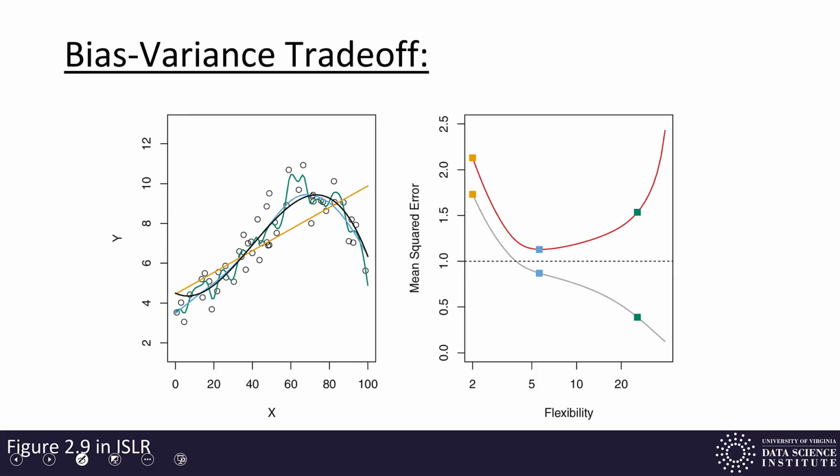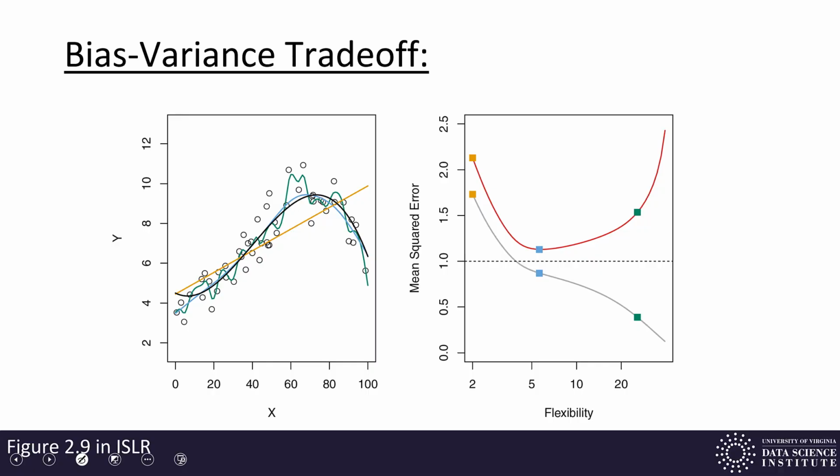Now let's talk about something called the bias variance trade-off. We've talked about this a little bit before, and so we're going to talk a little bit in more detail. So here we have figure 2.9 in our textbook. And on the left-hand side, we have a regression problem. The open circles represent our data points, and then we have three different regression methods that are giving three different models, one shown in gold, one shown in blue, one shown in green.